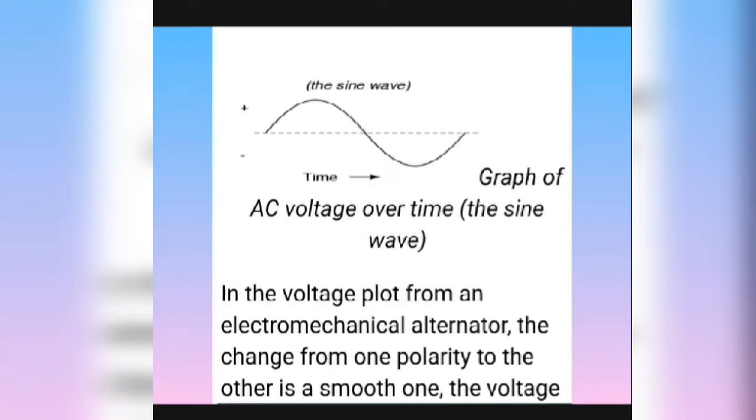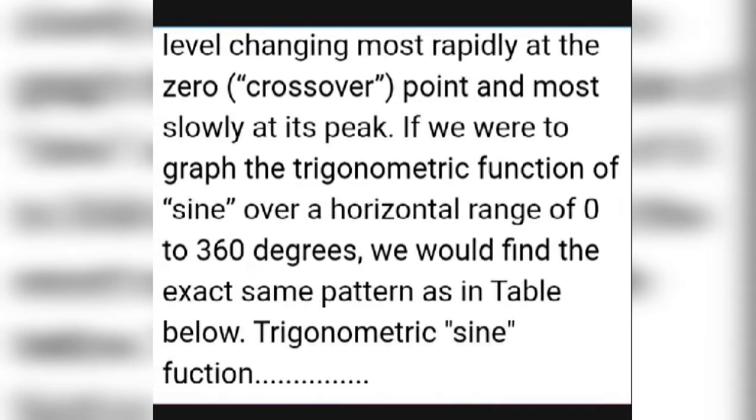The sine wave form creates a wavelength, like a wave and length graph within a time period. AC voltage over time creates this sine wave. In the voltage plots from an electromechanical alternator, the change from one polarity to another is smooth, with the voltage level changing most rapidly at the zero crossover point and most slowly at its peak.